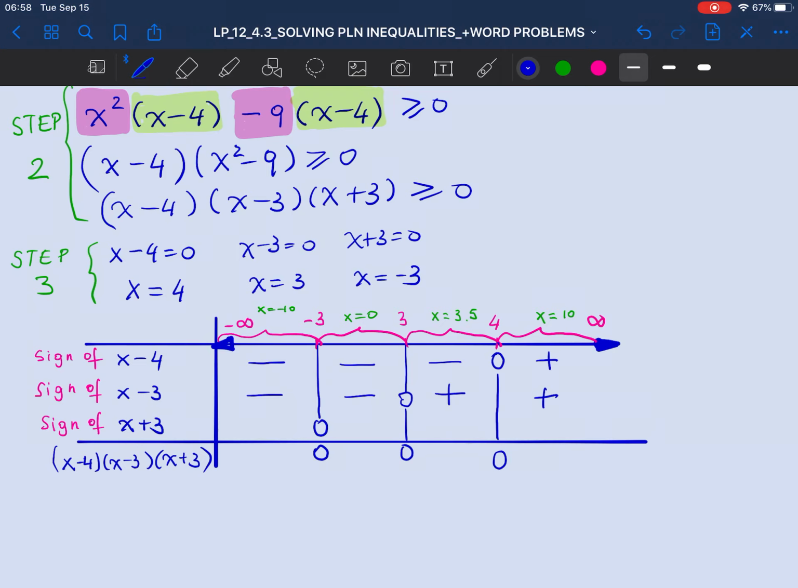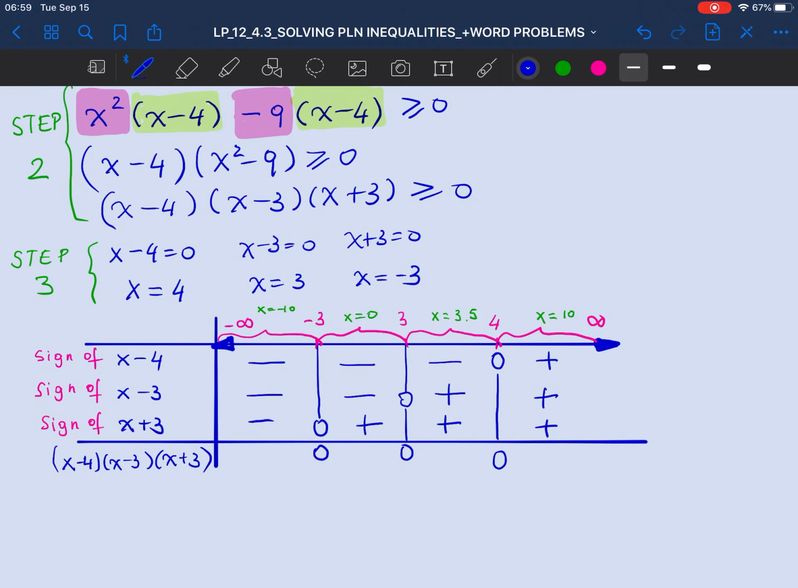The last factor, x plus 3, will be 0 at negative 3. Between negative infinity and negative 3, a testing value of negative 10 will give negative 10 plus 3, negative 7, negative. x equals 0, 0 plus 3, positive 3, so positive. x equals 3.5 for x values between 3 and 4, right? So 3.5 plus 3, positive. Remember that these are linear expressions, and once they become positive, they will stay positive. And from 4 to infinity, it's positive.